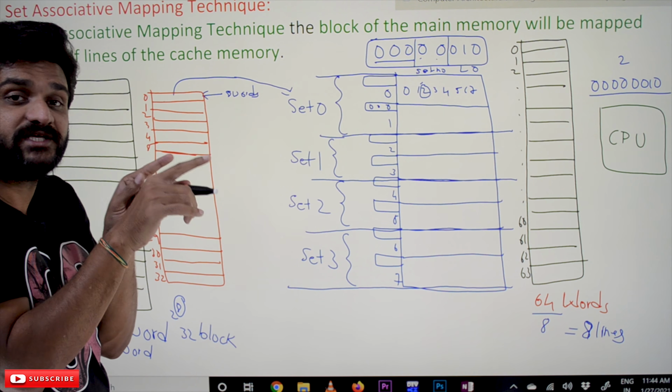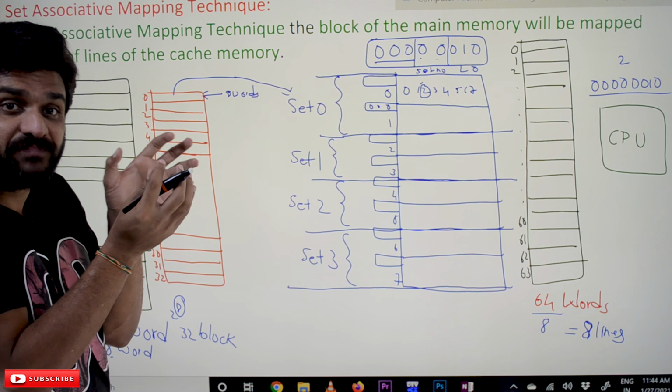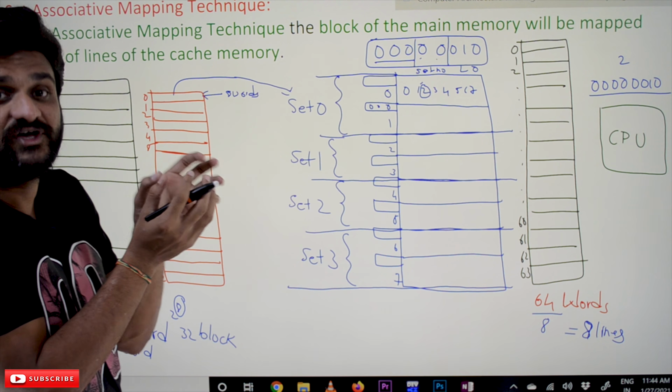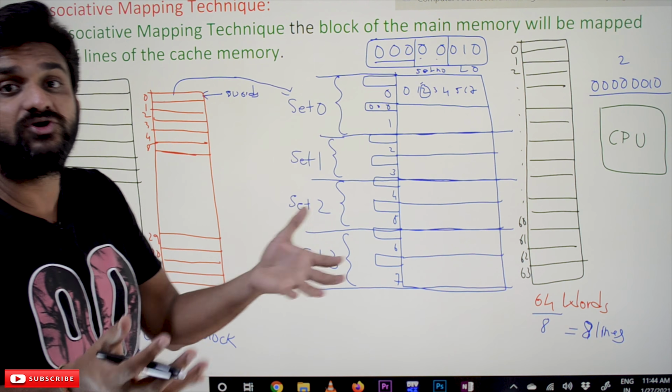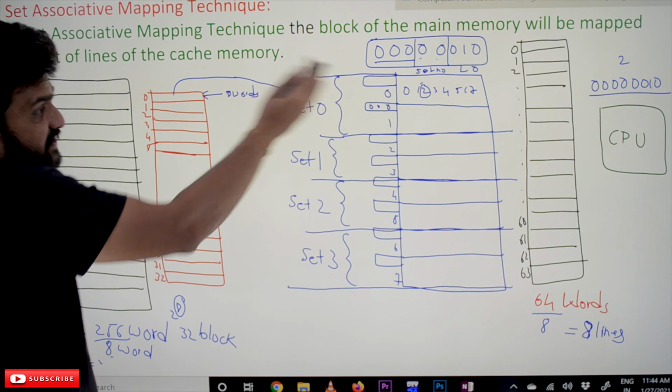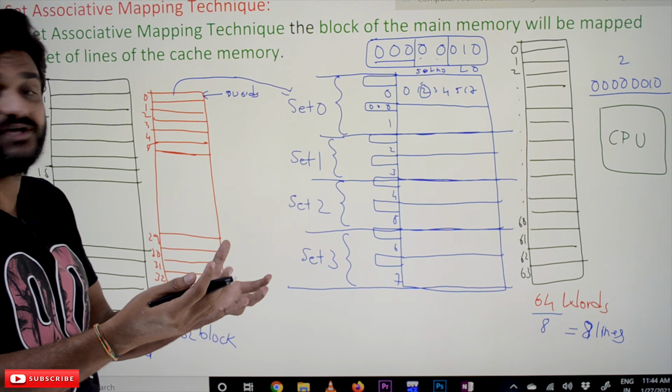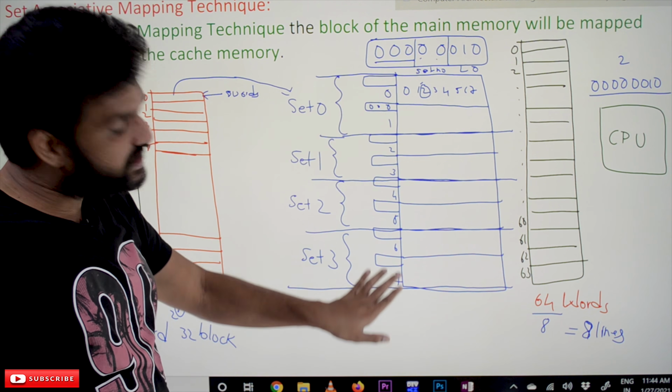Associative mapping uses a number of comparators in the hardware equal to the number of lines, because we don't know where the block of the main memory is getting transferred. So for that reason we have to check all the lines.